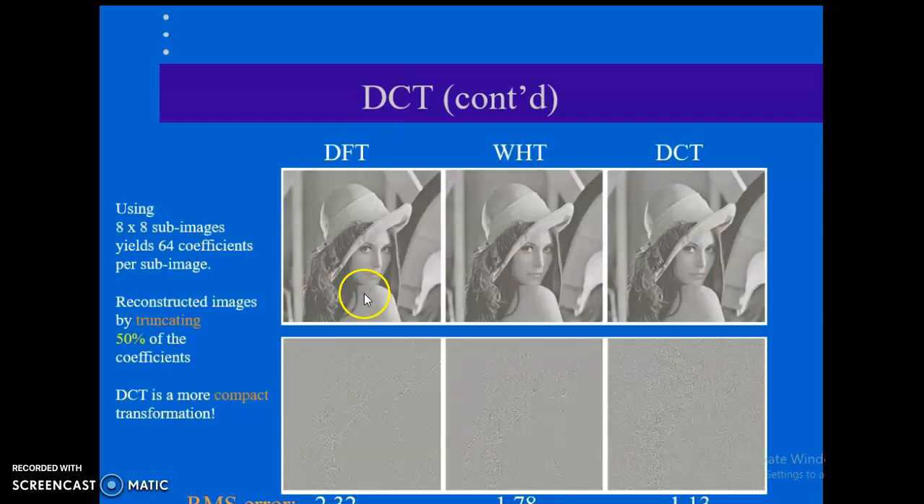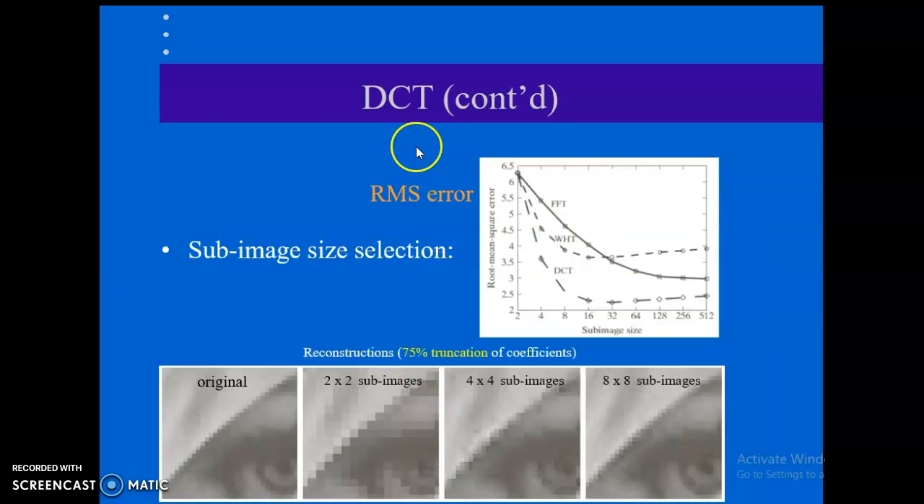Here DFT, WHT, DCT. RMS error, subimage size selection. Subimage size for DCT, for WHT, for FFT.